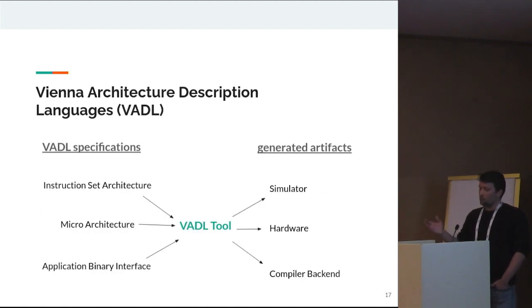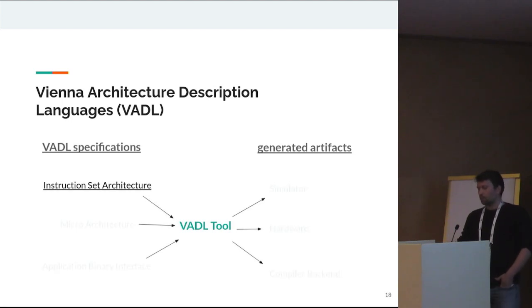Here you have a quick overview. So left-hand side, you have the specifications, which go into our tool. The specifications are written in VADL, so we call the tool and the language the same name. And on the right, you have the generated artifacts. We will be focusing on the instruction set architecture specification in VADL, and also designed the macro system around it.